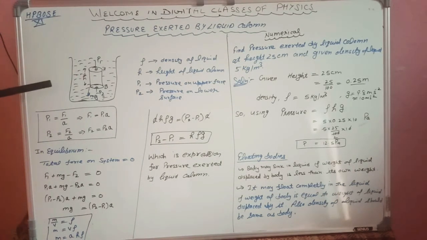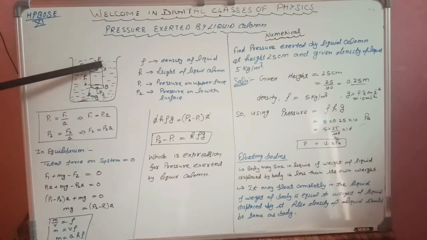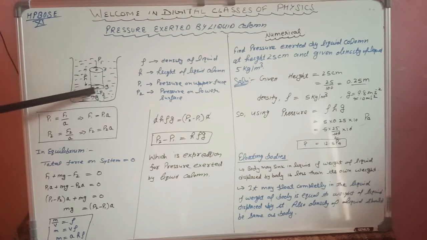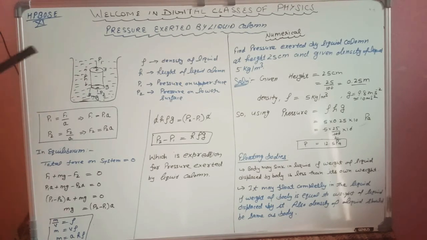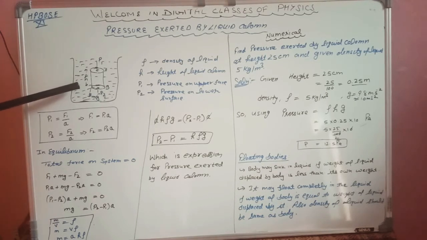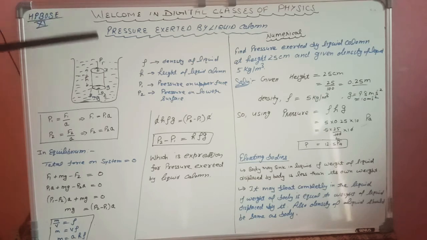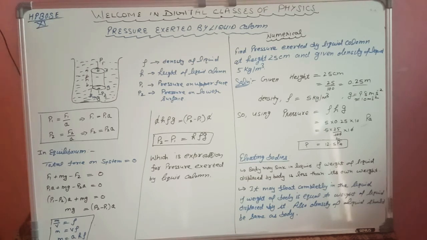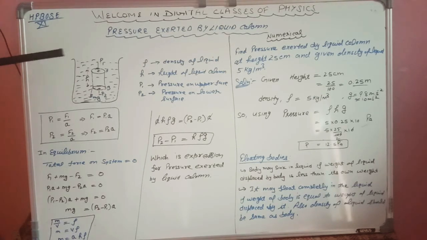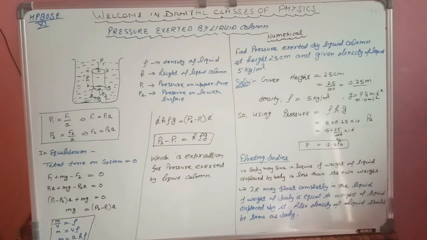So dear students, let us see the diagram first. You can see that here I have taken a container in which water is there, and one cylindrical column you can see inside. I have drawn it with a black marker, and the height of this liquid column is h. Obviously this liquid column has two surfaces, one upper surface and one lower surface. The force on the upper surface is F1 and the force on the lower surface is F2, and hence the pressure on the upper surface is P1, and on the lower surface the pressure is P2.